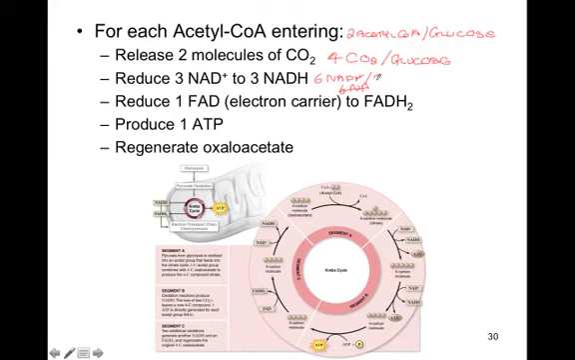And if we get 1 FAD, which is a new type of electron carrier, turned into FADH2, then for each glucose molecule, we'll see that there are 2 FADH2s per glucose. If there's 1 ATP produced for each acetyl-CoA, now we have 2 ATPs for each glucose. And of course, we regenerated the original oxaloacetate workbench. Let's view a quick animation to see if we can clarify some of the events of the Krebs cycle.